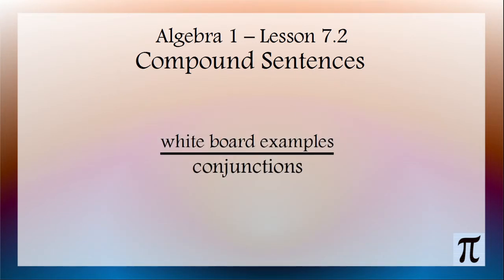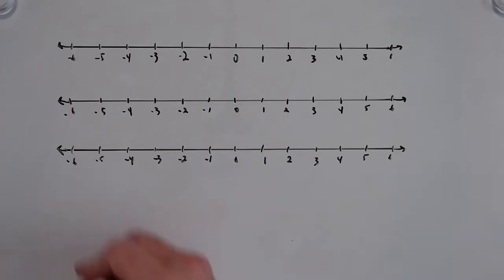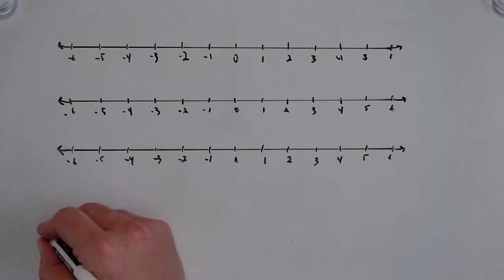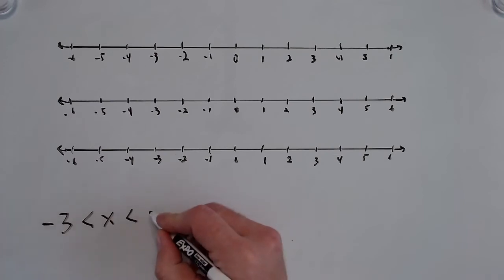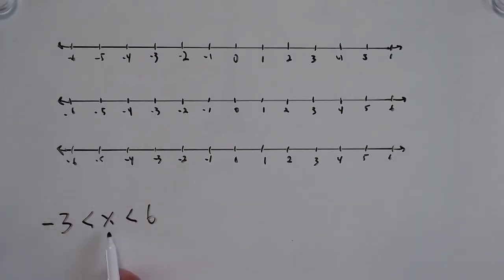Let's jump over to the whiteboard and do a quick example. So we're going to write down something like this. We've got negative 3, x, and 6. So what this is saying is x is greater than negative 3 and x is less than 6. So we could write it out as a sentence, but this is the mathematical way of writing it. So we're going to simplify it and do it this way. We have two statements that need to be true for this entire statement to be true. Negative 3 is less than x, and x is less than 6.